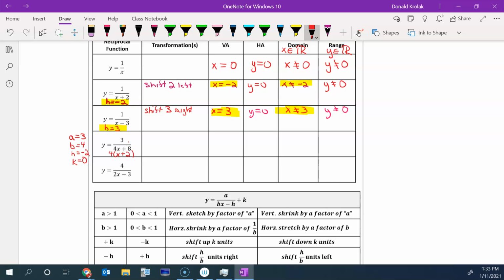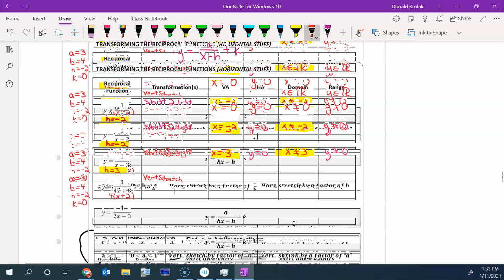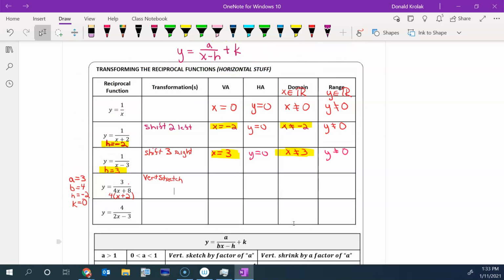So once you've done that, you've got 3 things that are happening here. You've got a vertical stretch. That's what the A value does. Okay, I'm on page 12, everybody. All right, and to do that vertical stretch, what you would do is take your y coordinate and multiply it by 3.